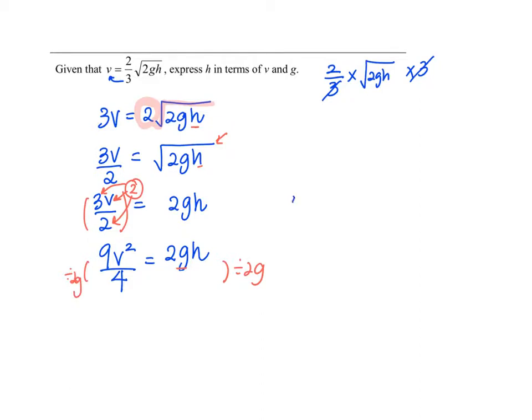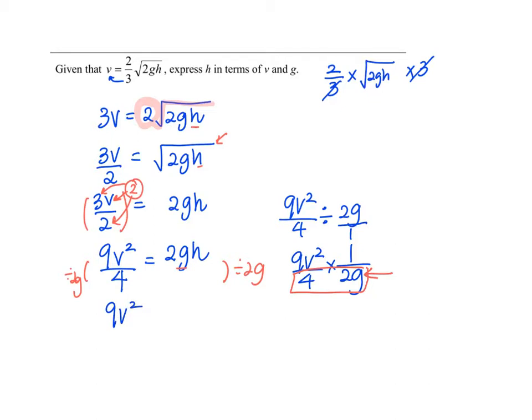But what is 9v squared over 4 divided by 2g? This is actually 2g over 1. So I'll have 9v squared over 4 times 1 over 2g. Then the 2g is in the denominator. So if I multiply these denominators together, I will have 4 times 2g. That will give me 9v squared. 9v squared is over 1, so still 9v squared. 4 times 2g will give me 8g.